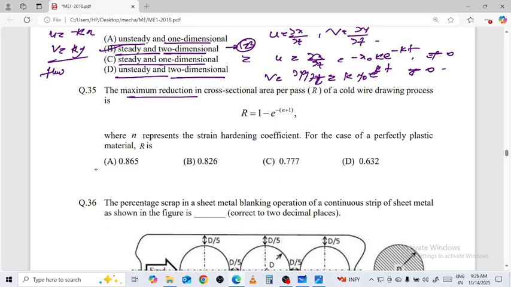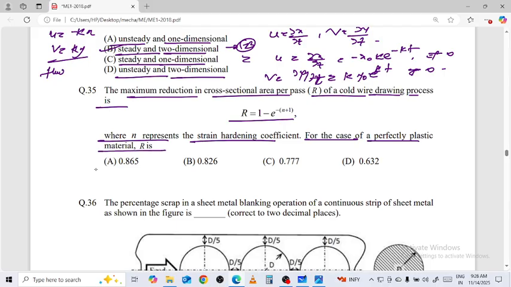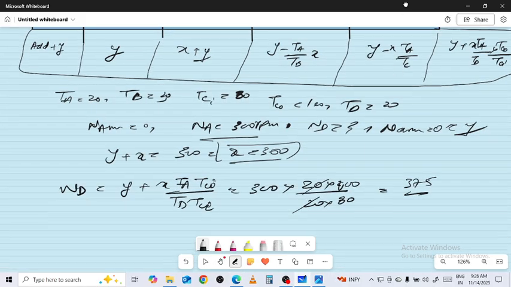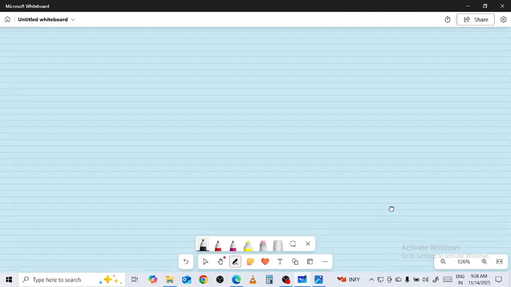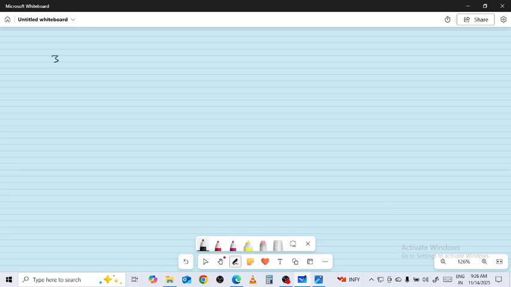Here the maximum reduction in cross-sectional area per pass of a cold wire drawing process is R is 1 minus e to the power minus (n plus 1), where n represents the strain hardening coefficient. For the case of perfectly plastic material R is. Okay, on that note we have the blank canvas over here. So the condition R is equal to 1 minus e to the power minus (n plus 1). So perfectly plastic material.